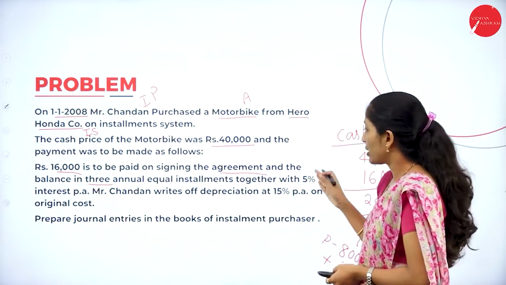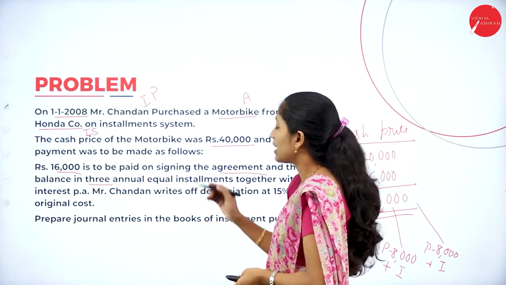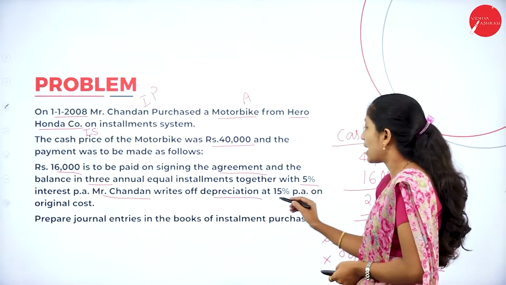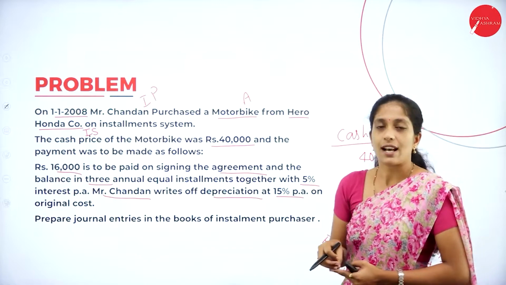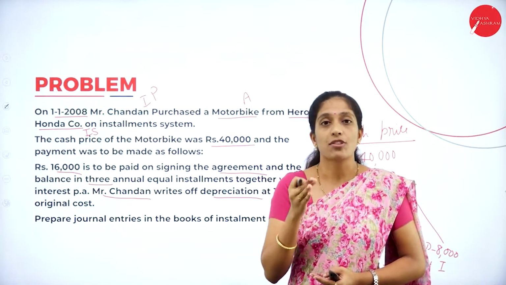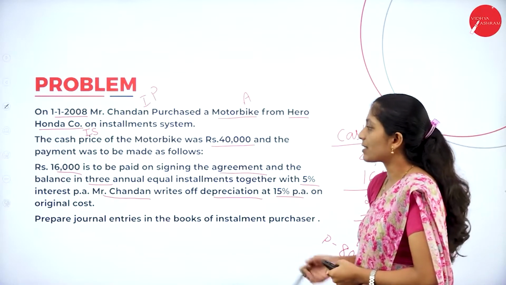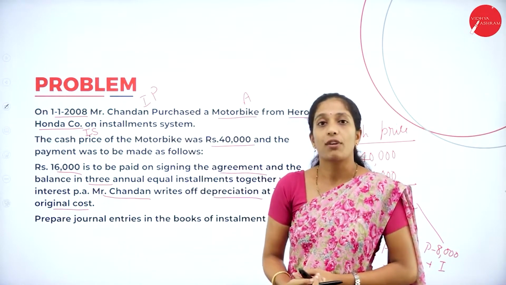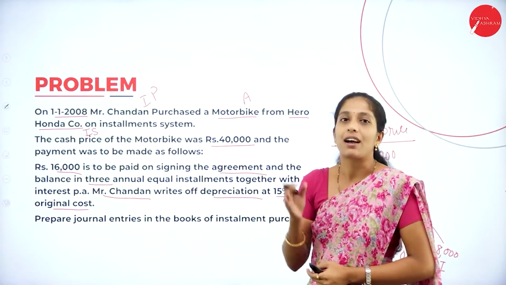So 8,000 is principal. Along with that, he has to pay interest in each installment. Next, 3 equal installments together with 5% interest. So what is the percentage of interest to be paid? That is 5%. Next, Mr. Chandan, that is the installment purchaser, writes off depreciation at 15% per annum. Now what is the depreciation? Since he has purchased the asset, the installment purchaser is having the asset. So for each and every year, he has to calculate the depreciation. What is the rate of depreciation they have given? 15% on original cost.